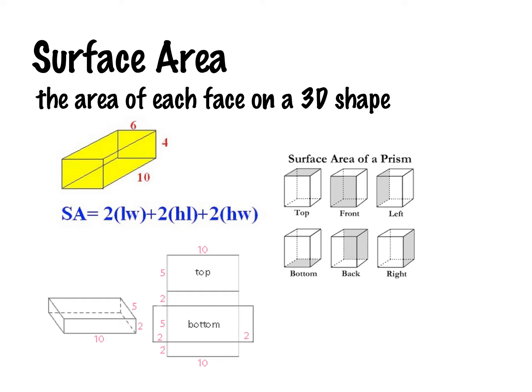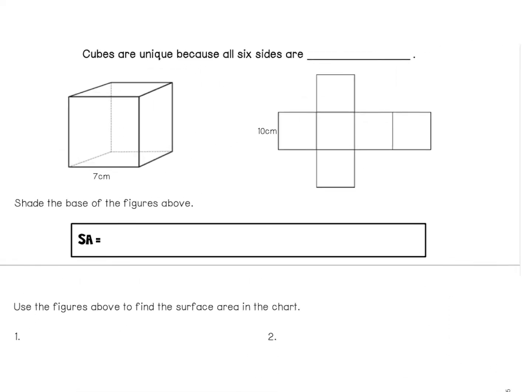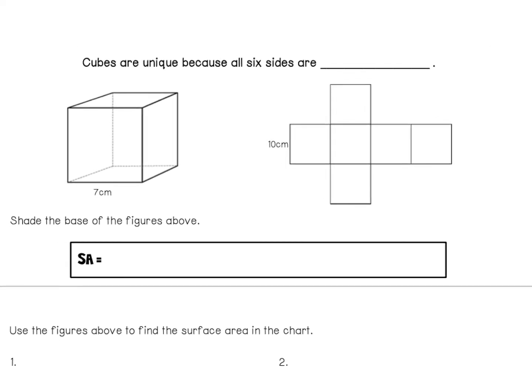So today our goal is to learn how to find the surface area of cubes and rectangular prisms. And we're going to start on the first flap in your foldable with cubes. So when we're looking at cubes, it says cubes are unique because all 6 sides are equal, or the same. So that's thinking of a dice or any other cube where all 6 faces are the same square. Then it says shade the base of the figures above. So I'm going to shade this piece right here and call that my base. Over here, I'm going to shade this piece and call it my base. Although technically we know in a cube it doesn't really matter which piece I consider the base because they're all the same.